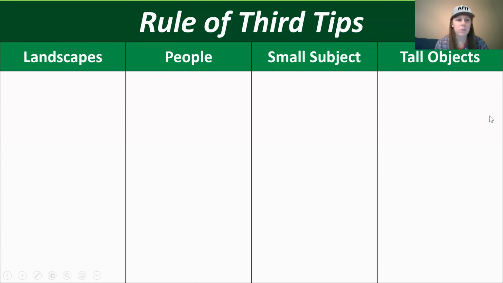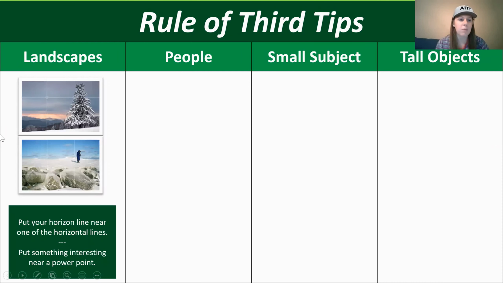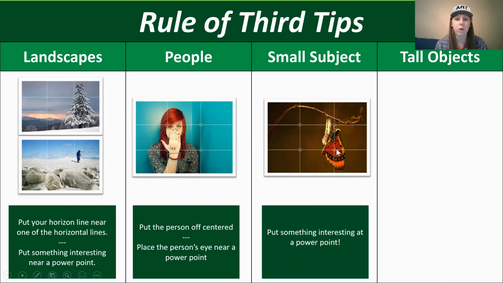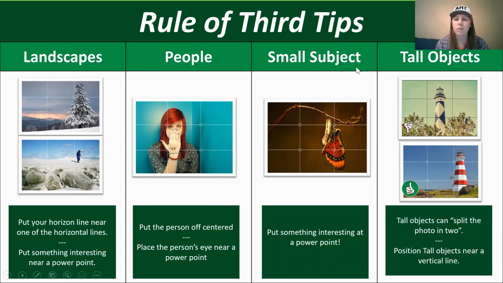Here's a couple of tips for the rule of thirds. If you're shooting a landscape, you should put the horizon line on one of the horizontal lines and put something interesting near the power points. For people, always put the person off-centered a little bit and put their eye near a power point. If the subject is small, just make sure that the subject is near a power point or both, too, like this one. And if the subject is tall, don't put it in the middle of the frame, put it to the right side or left side near a power point. That's going to help keep your subject from splitting the frame in half.